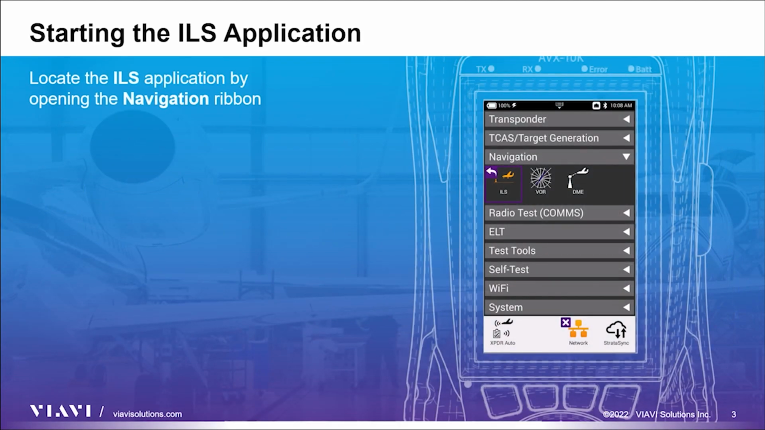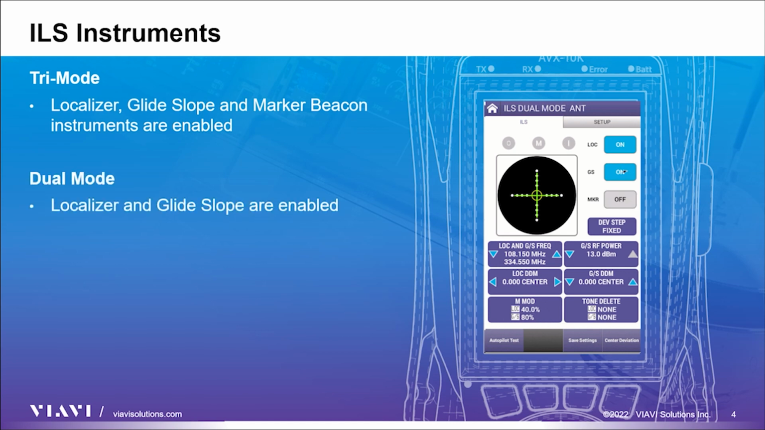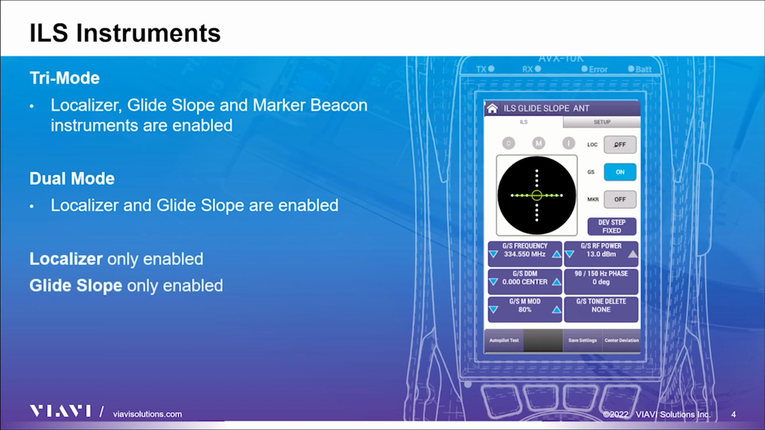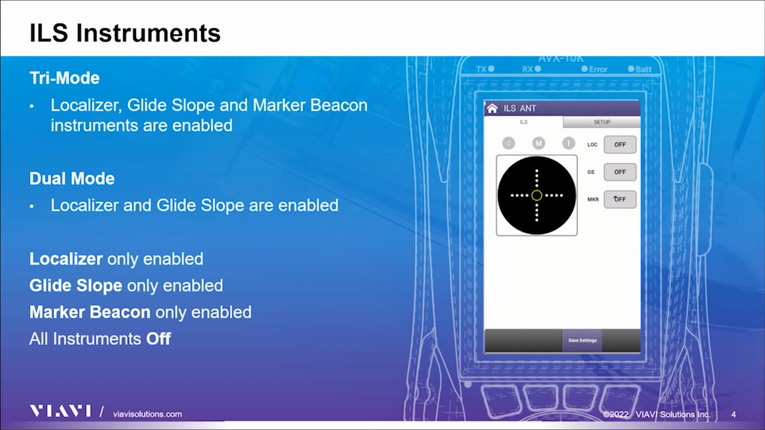After turning on your test set, open the navigation ribbon and select the ILS application. Before we look at the setup page, let's discuss the ILS instruments. The ILS application allows for 6 different instrument states. Tri-mode, where the localizer, glide slope and marker beacon are all enabled. Dual mode, where just the localizer and glide slope are enabled. And localizer only. Glide slope only. Marker beacon only. And lastly, all instruments off.